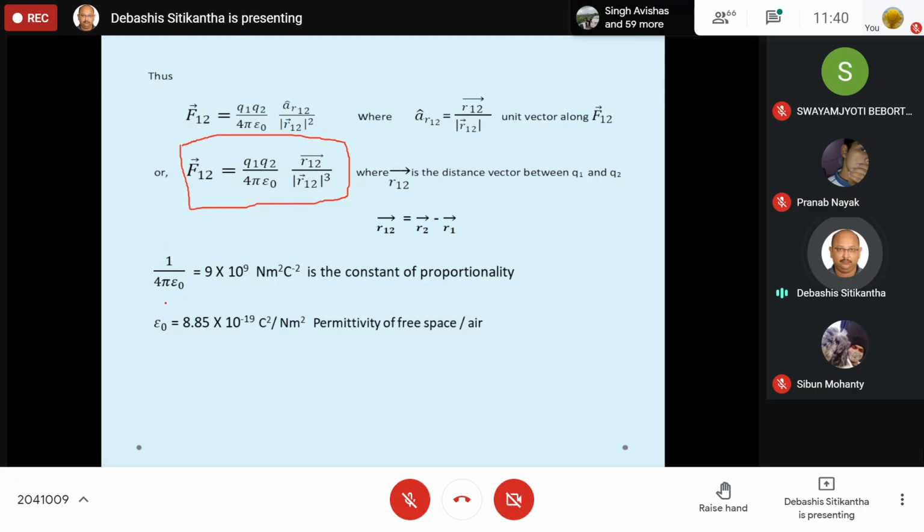Now let us talk about the constant of proportionality. The constant of proportionality is 1 by 4 pi epsilon 0, which is equal to 9 into 10 to the 9 Newton meter square by Coulomb square. Now what is this epsilon 0? Epsilon 0 is nothing but the permittivity of free space or air. Whether it is vacuum, free space or air, it is nearly equal to 8.85 into 10 to the minus 12 Coulomb square by Newton meter square.